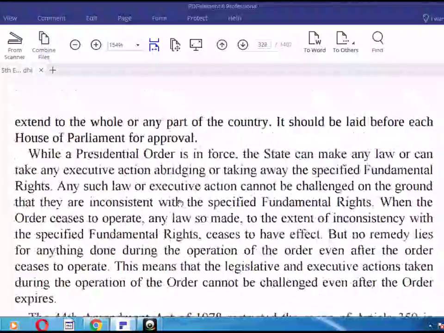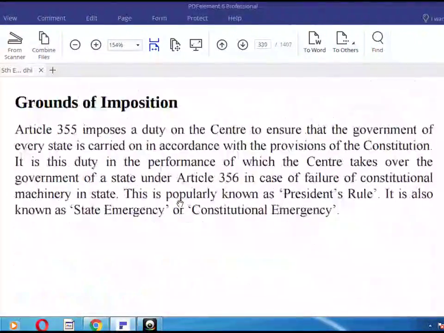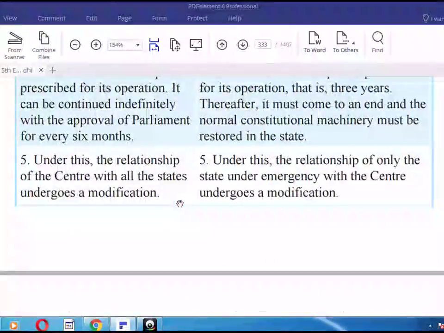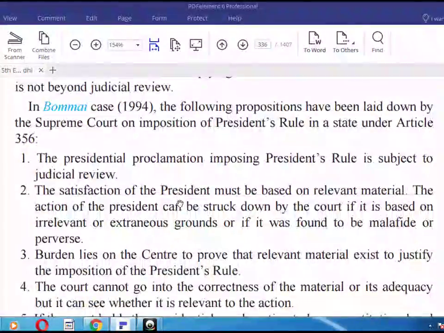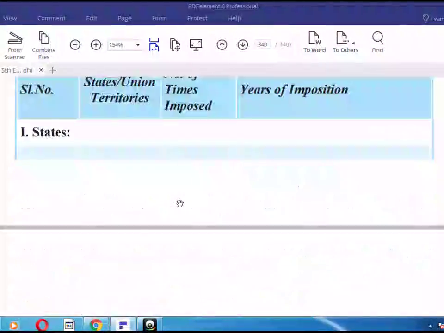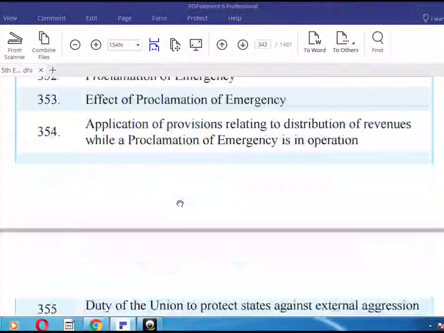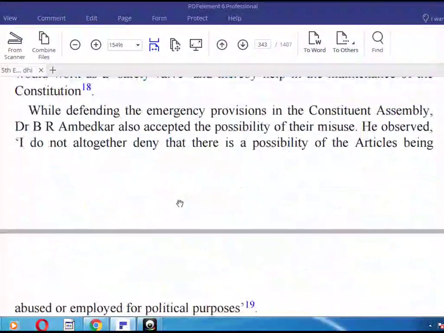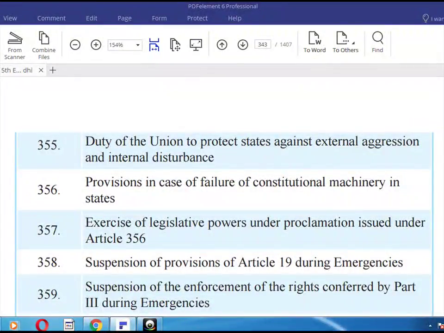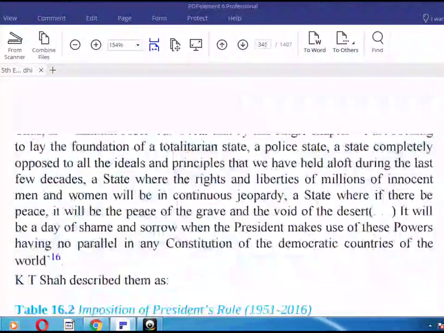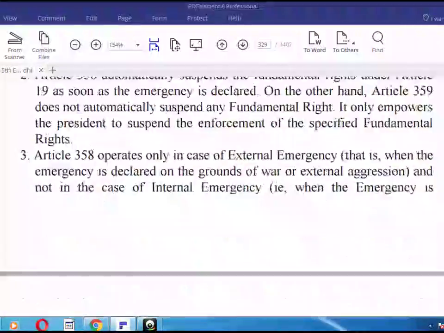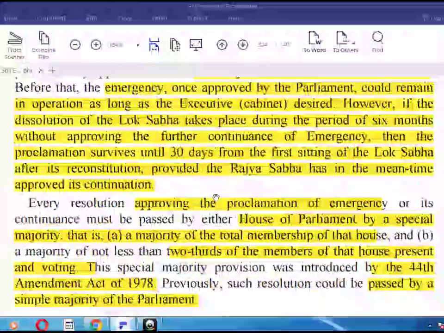Now what happened? It's too long. You can see, such a long chapter. Now continuing. So now we come to center-state relations.